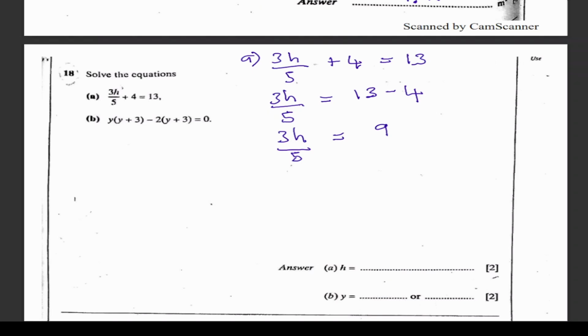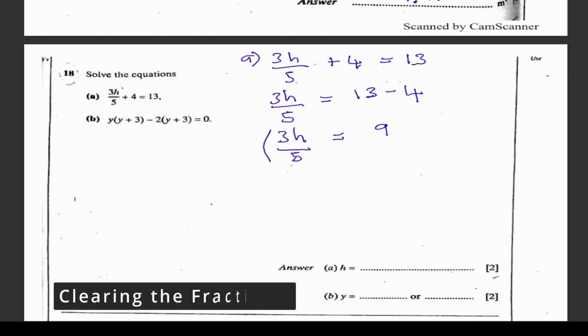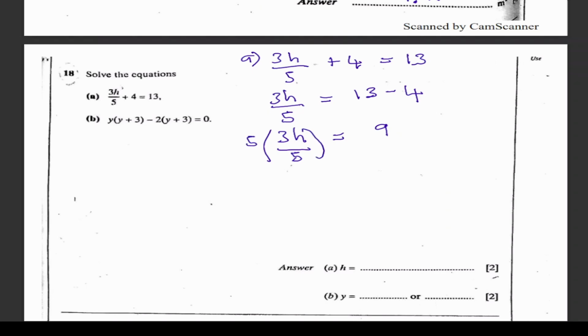Our next step is to clear the fractions. What do we do? We multiply every term by the denominator 5. The effect on the left hand side is 5 cancelling out 5. So now we have 3h is equal to 9 times 5. 9, 18, 27, 36, 45.